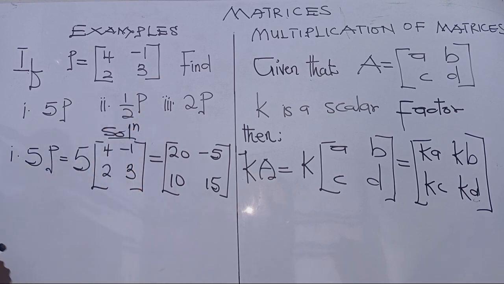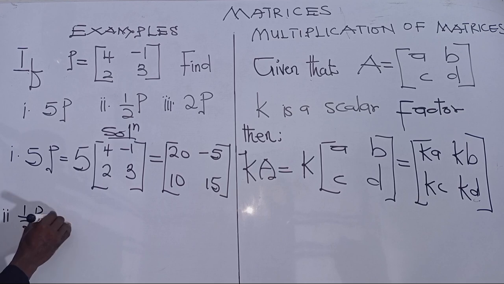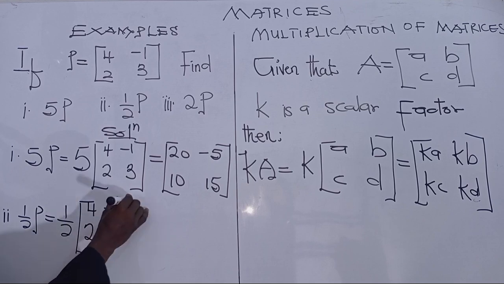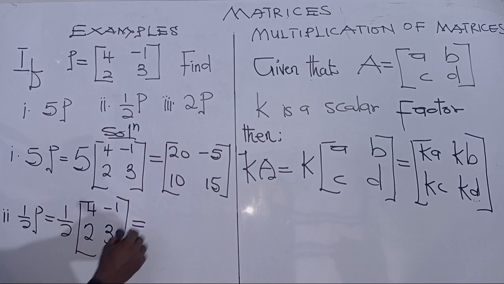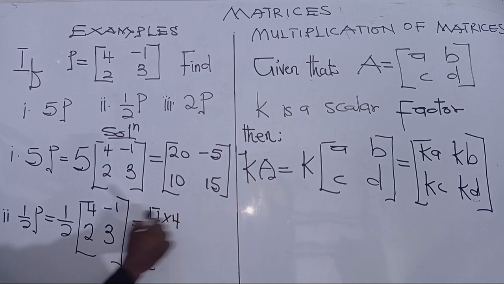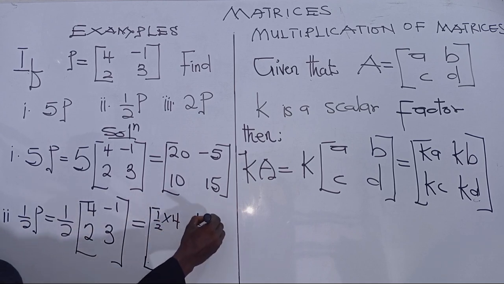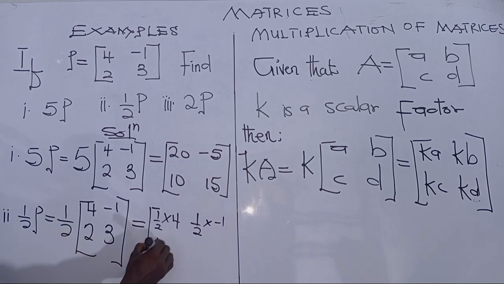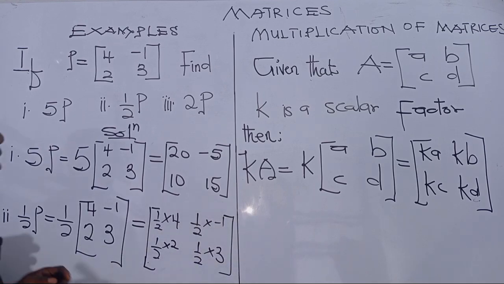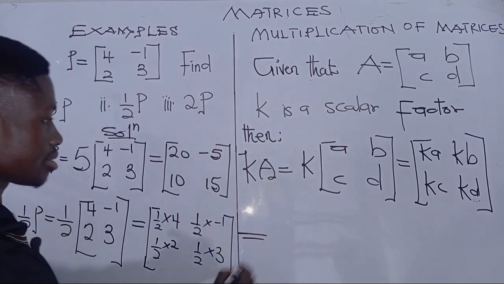Let's look at half P. So we are going to have half multiplying 4, and then we have half multiplying minus 1. We have half multiplying 2, and then we have half multiplying what? 3. Let's continue from this side.